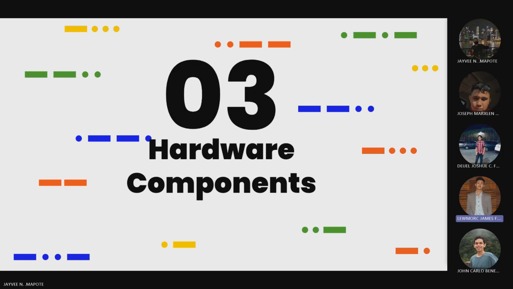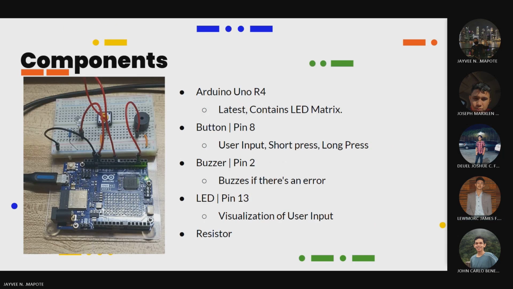So for the components, next page. We will be using the Arduino Uno R4, which is the latest model that contains an LED matrix, compared to older models which do not have an LED matrix. Aside from that, we'll also use a button configured at pin 8, a buzzer at pin 2, and an LED at pin 13. And we will also be using a resistor for the LED.